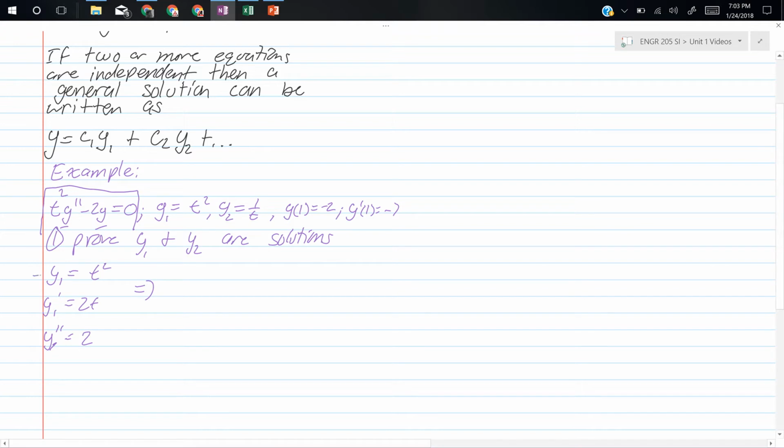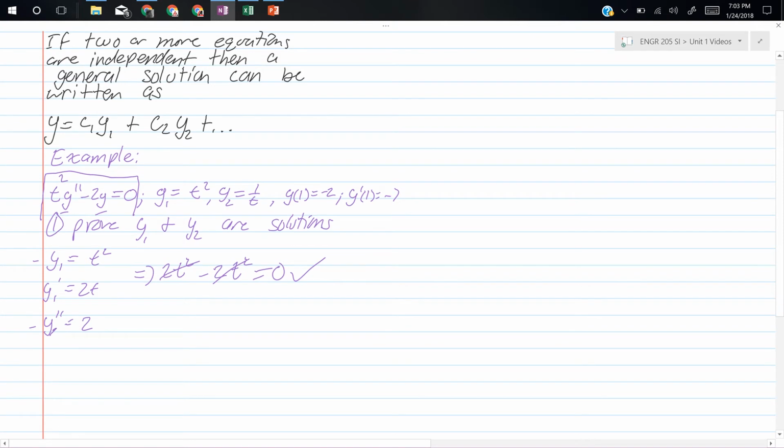So I'm plugging in y and y double prime. Then I will have 2t squared minus 2 times t squared. These cancel out, which equals 0. So it's a solution. Do the same thing with y2. So y2 equals 1 over t, y2 prime equals negative 1 over t squared, y2 double prime equals 2 over t cubed.